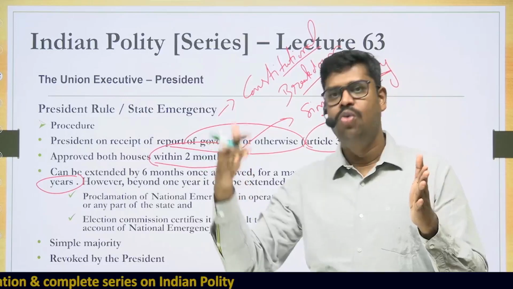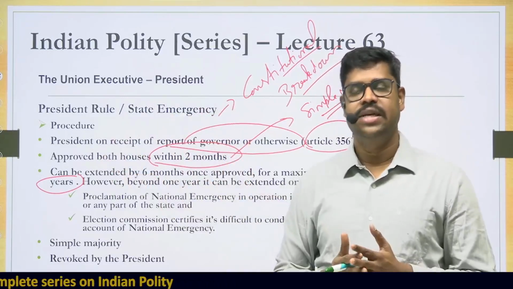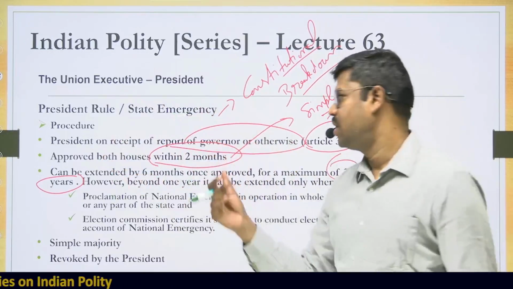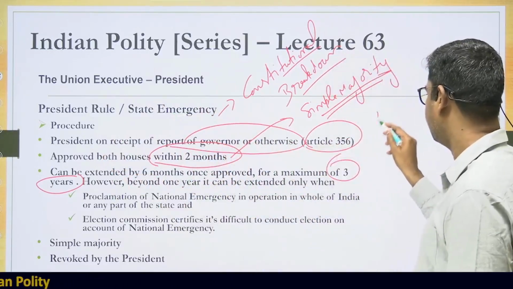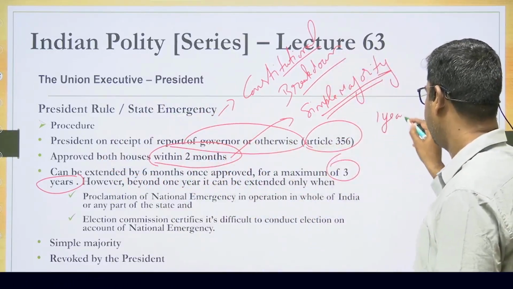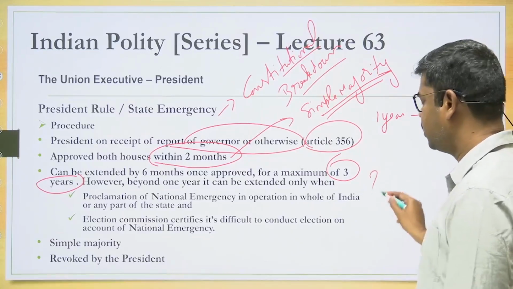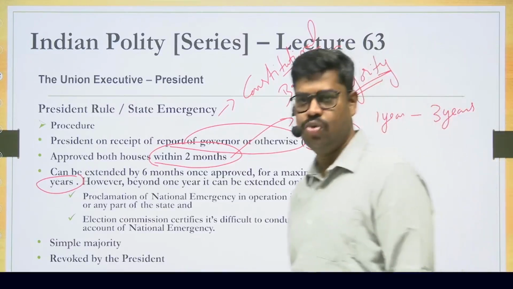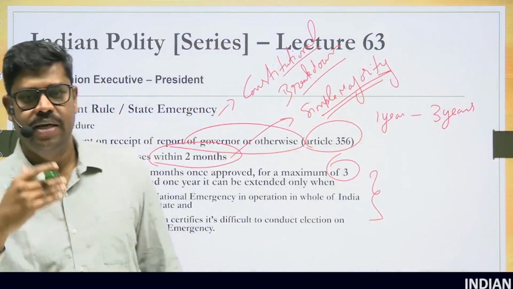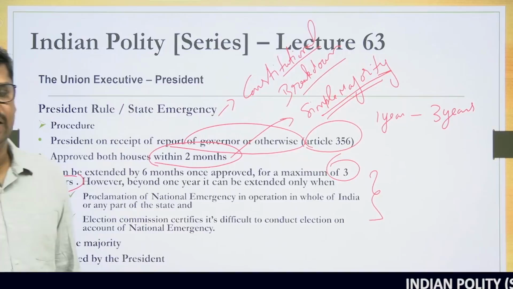So beyond 1 year, can it be extended up to 3 years? Yes, beyond 1 year, it can be extended up to 3 years. So till 1 year, no issue. Beyond 1 year, can it be extended? Yes, it can be extended up to 3 years, provided these two conditions are satisfied. Only when these two conditions are satisfied, it can be extended beyond a period of 1 year and up to 3 years.